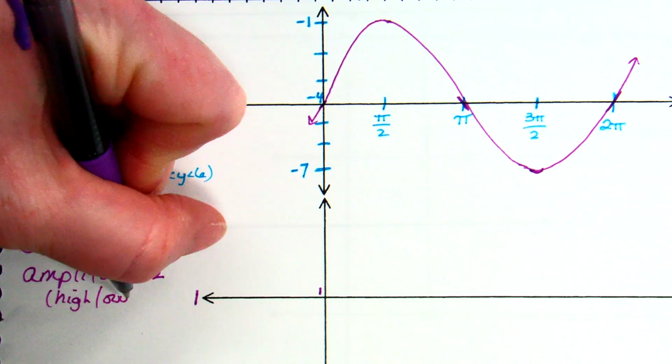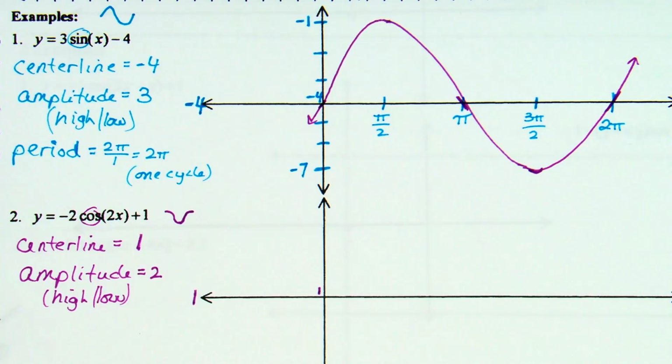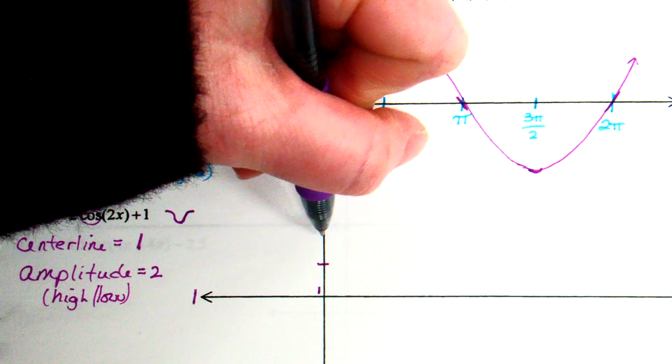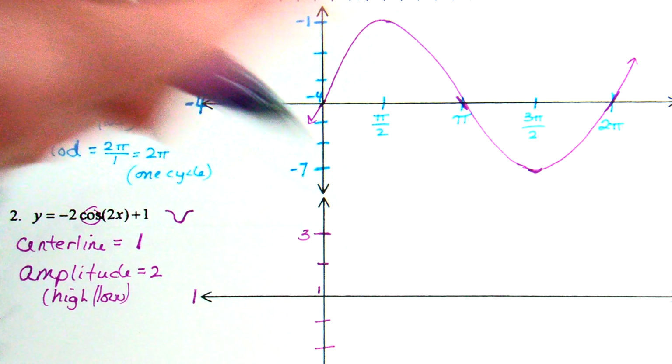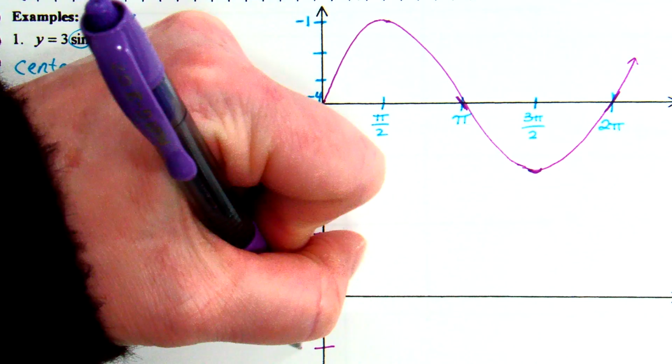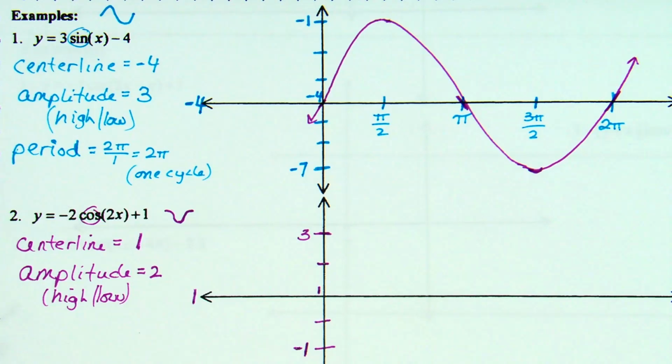An amplitude is how high and low my graph goes. So if my graph goes up to 3 and down to -1, what am I going up and down from? 1. So when I count 1, 2, what is up to from 1? 3. If I go down 2, what is down 2 from 1? -1. So do you see those marks?